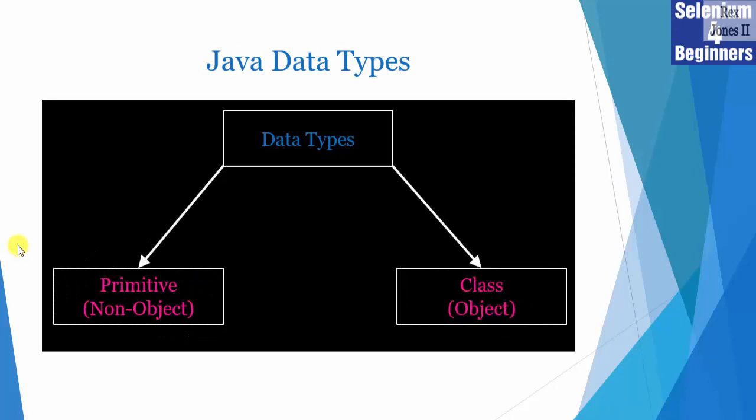Now, let's dive into Java data types. There are two types of data types for Java. We have primitive data types and class data types. Both data types are called many names, but I prefer to call them non-object and object. I will briefly cover the non-object data types in this video. However, the non-object and object data types were covered in my other video, part 1, Building Blocks for Selenium.